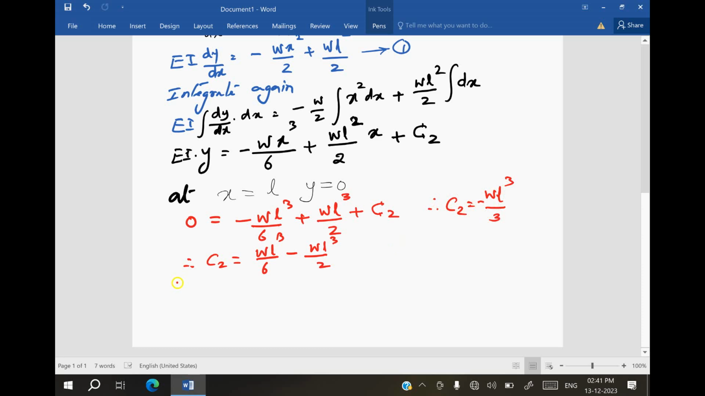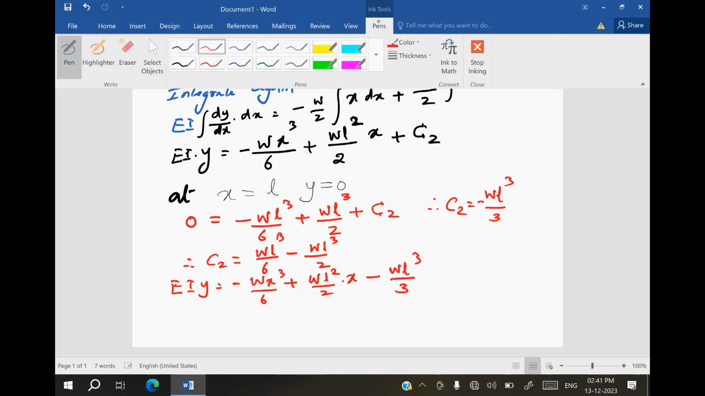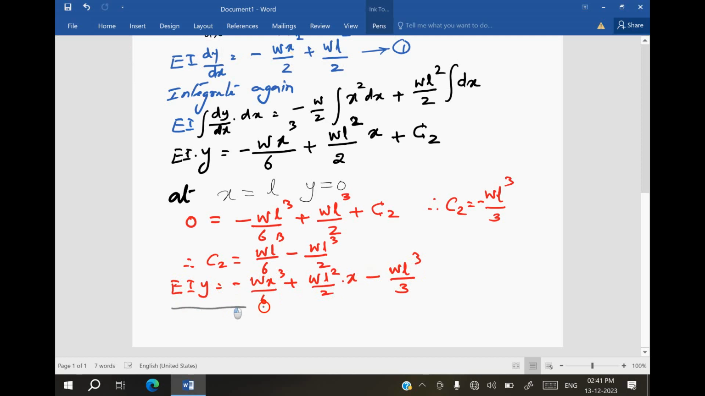So I will have EI into y is equal to minus wx cube by 6 plus wL square by 2 into x. Instead of C2, I will have wL cube by 3. Okay. This is the value of, I'm sorry, EI into y I am having.